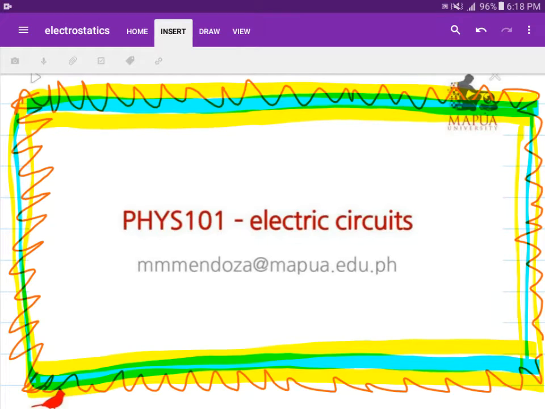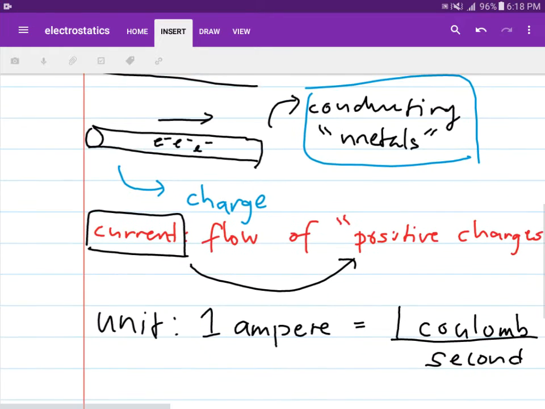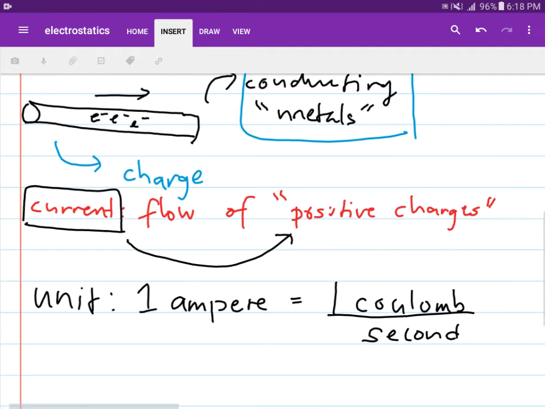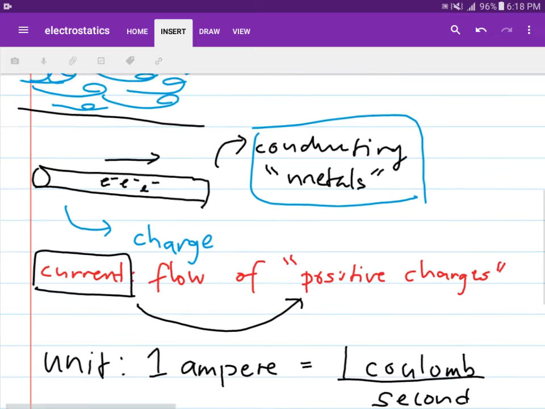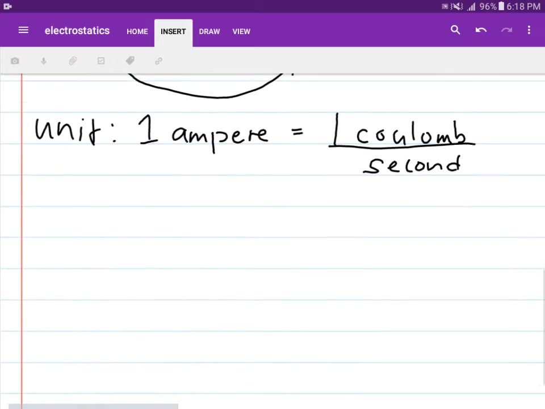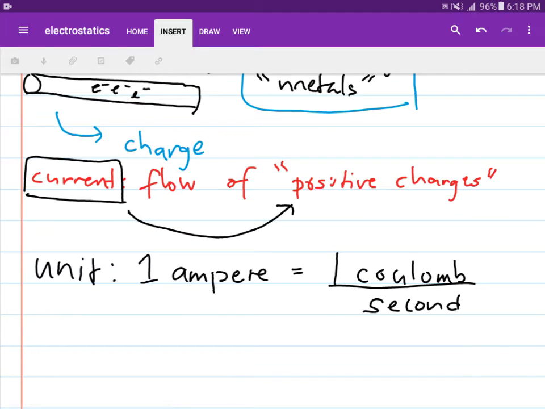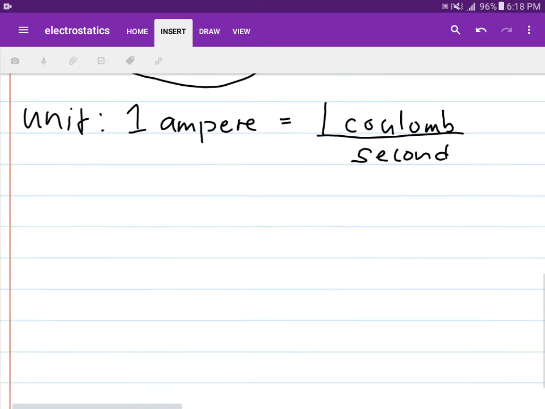Hello everyone, in this lesson we are going to learn about voltage. So in the previous lesson we talked about the idea of currents being the flow of positive charges in conductors. So now we ask what is causing this flow of positive charges.